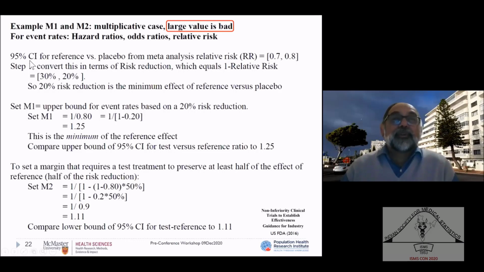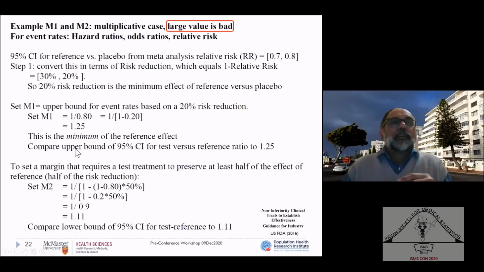So let's say we first, of course, have to do our meta-analysis, and the 95% confidence interval for reference versus placebo goes from 0.7 to 0.8. So step one, we usually convert this to risk reduction. Why? Because it's easier for us statisticians to think about it. And that's 0.3 or 30% and 20%. But we want to focus on this one. So 20% risk reduction is the minimum effect of the reference versus placebo. Then that's M1. It's the upper bound for event rates based on a 20% risk reduction. In relative terms, that becomes 1.25. So this is the minimum of the reference effect.